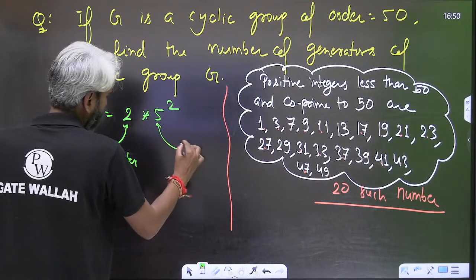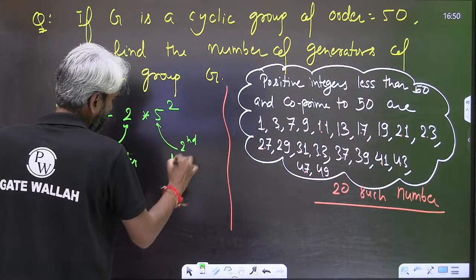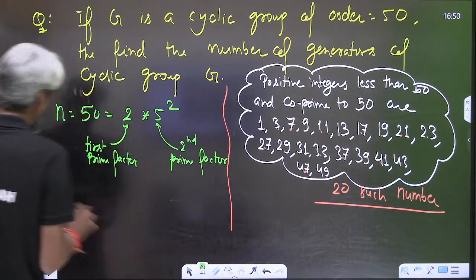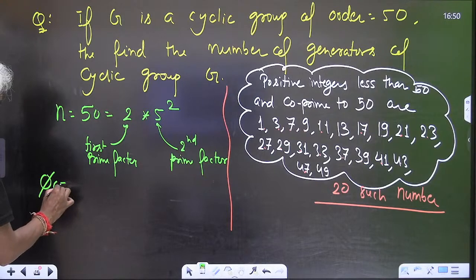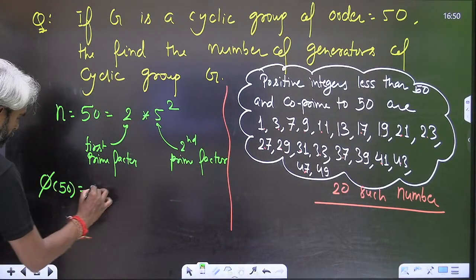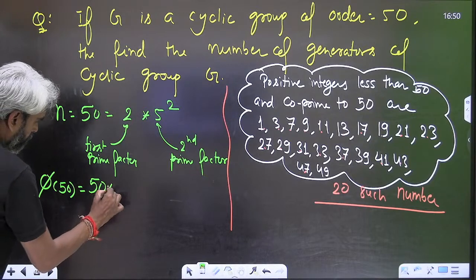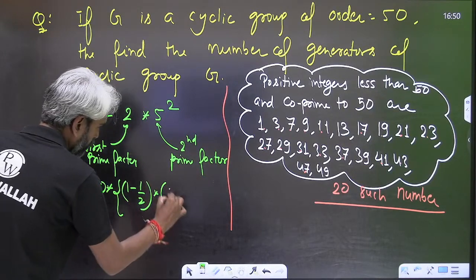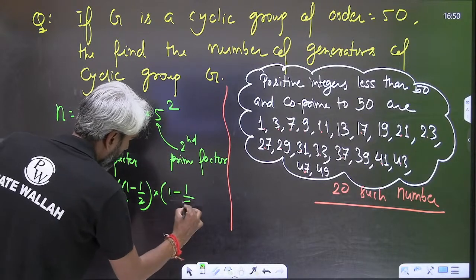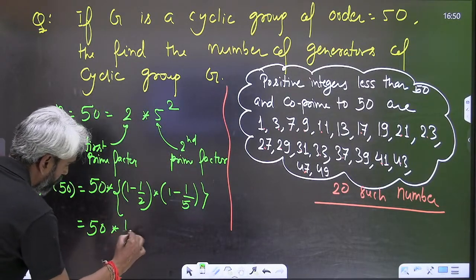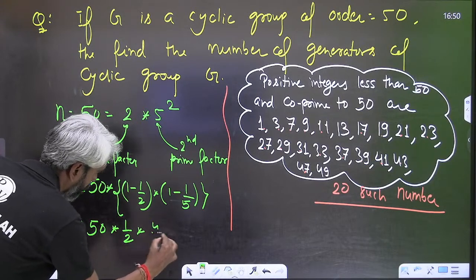And 5 is your second prime factor. Therefore, what will be φ(50)? Sir, φ(50) will be nothing but 50 into (1 minus 1 by 2) into (1 minus 1 by 5). Okay sir, what do we get? Sir, we get 50 times 1 by 2 times 4 by 5.